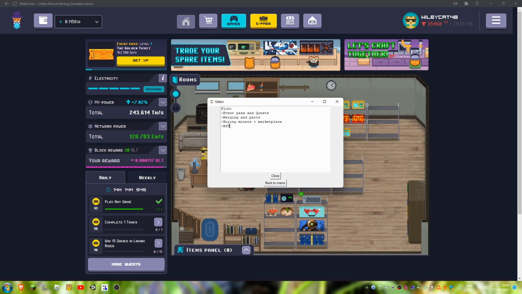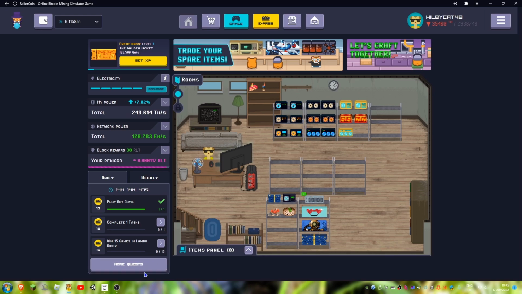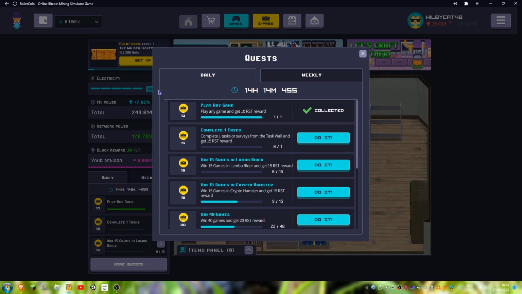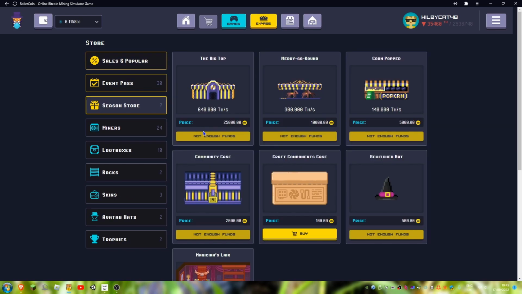And as the last thing, RST. So I've already said this, haven't I? RST is way better than games, and way better than the event pass XP quests. But what should you buy with them? So essentially, this is what you can buy with them.